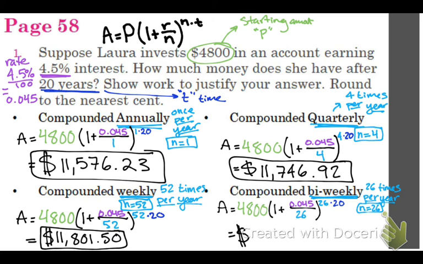11,796.91 cents. You got 92 cents? Okay, so how do we know when to round? We look at the next one, and if it's 5 or above, we'll round up. If it's lower than 5, we'll keep it the same. So we're going to keep that as 91 cents. Okay, good work on that one.